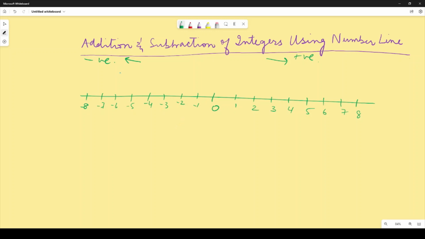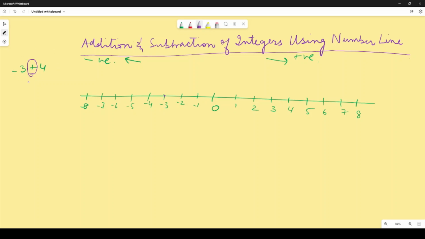So let us take up a question where you have to add -3 plus 4. Let us say this is a question that you have to solve, -3 plus 4. Now the starting point is -3. So let us say we start at -3. We stand at -3, and then this plus sign is the operating sign. This means you have to add 4 to -3.